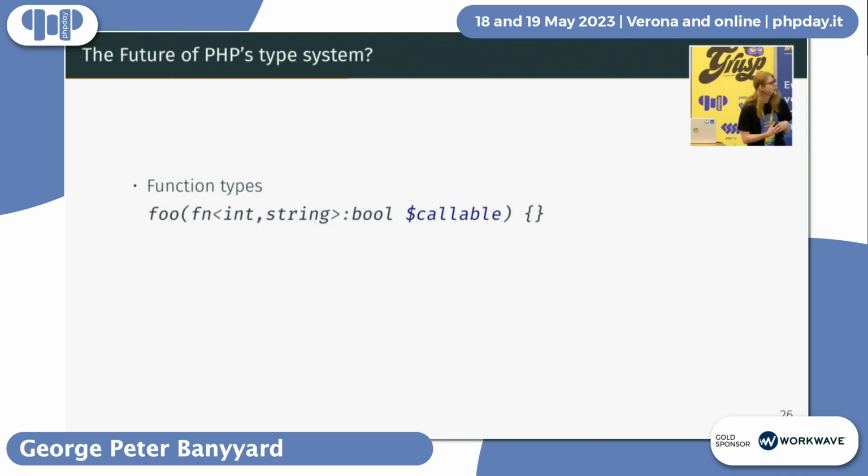So what lies in the future of PHP's type system? These are just ideas which may or may not be put in place, but one could be function types, which would allow to define the closure you want, or a more specific closure instead of just callable. So in this case, I want a function which takes as a first argument an integer, then a string, and it returns a Boolean.